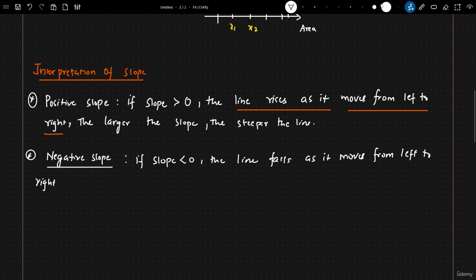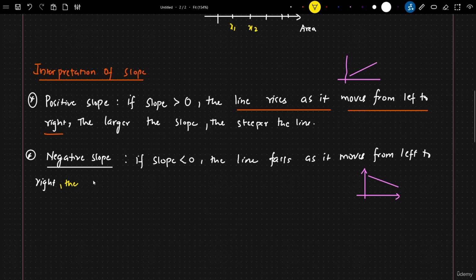Just to give you a basic example, for the first one, the positive slope will have a graph which looks this way. The line is rising from left to right. In the case of negative slope, this will be in the reverse direction. If I draw this graph, it will be in this direction. So the line is falling as it moves from left to right, and when we calculate the slope, we are going to get a negative value.